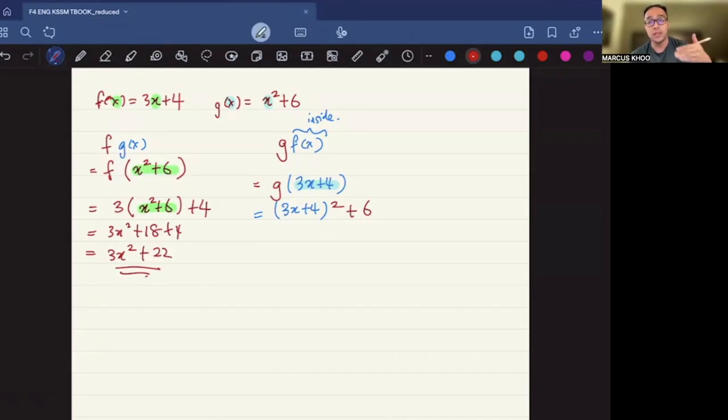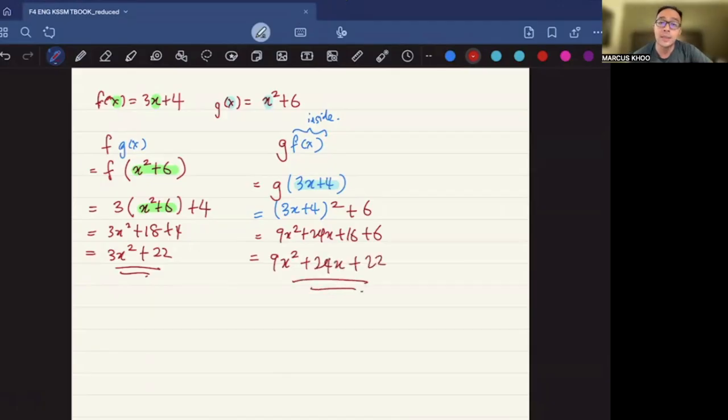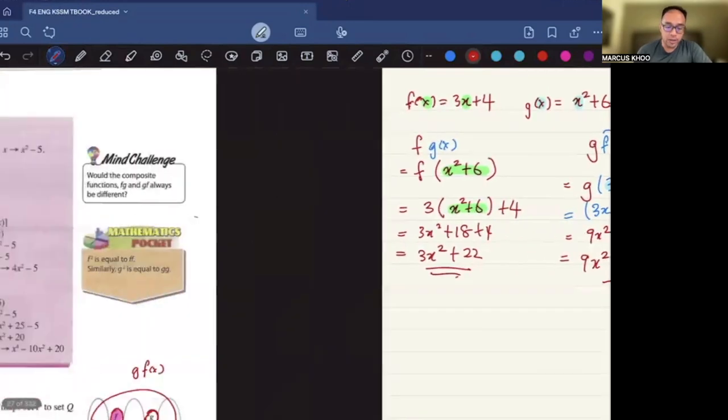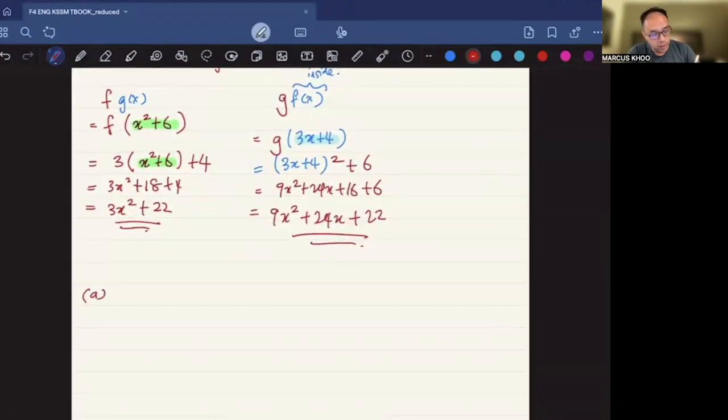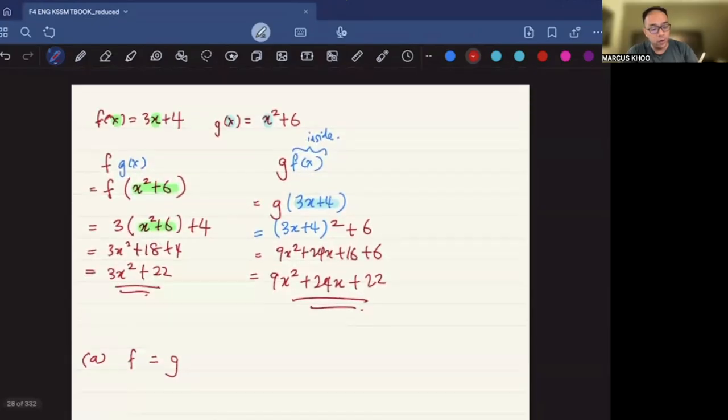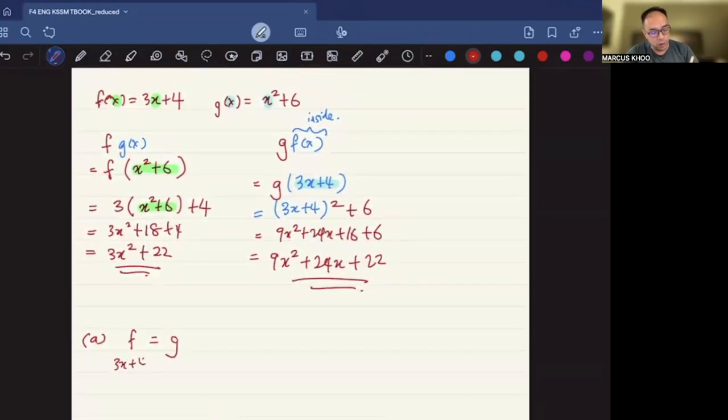Then simplify this. After this it's all mathematics from Form 3. So simplify this, you will get 9x squared plus 24x plus 16 plus 6. And this will give you 9x squared plus 24x plus 22. That will be your answer. Now the next question says, find the values of x when f equals g. So let's start with this one first. So if f equals g, therefore 3x plus 4 equals x squared plus 6.